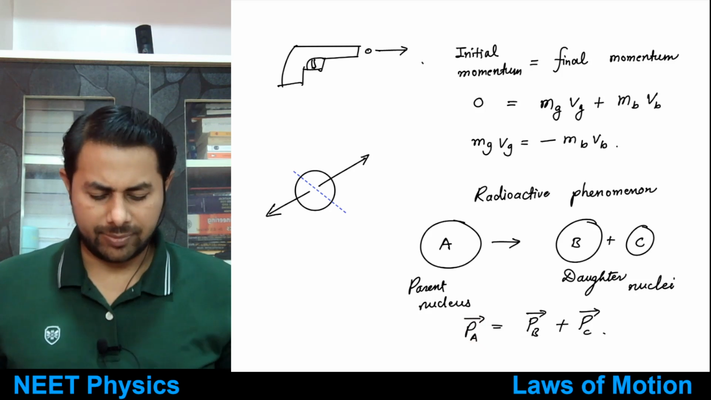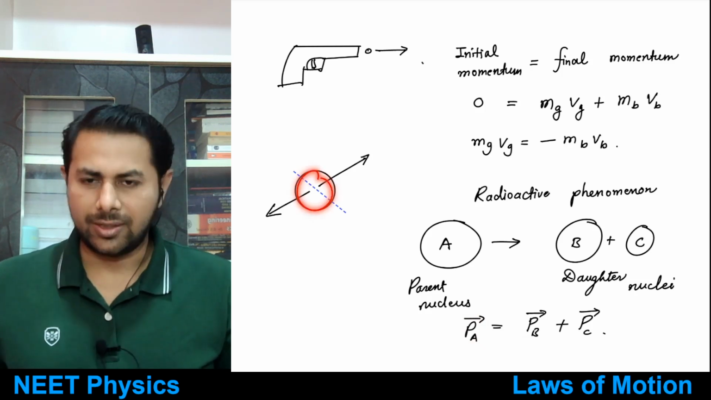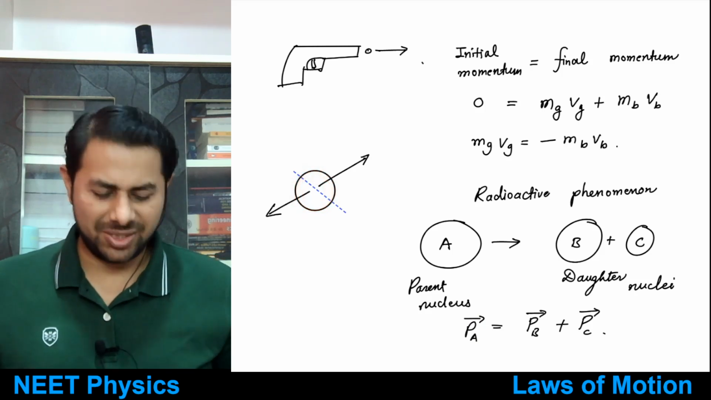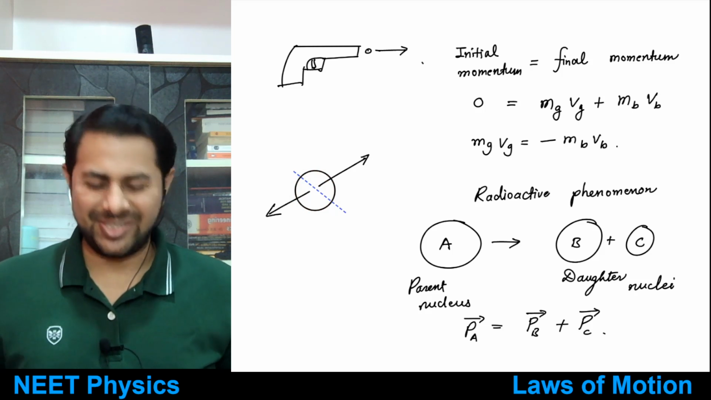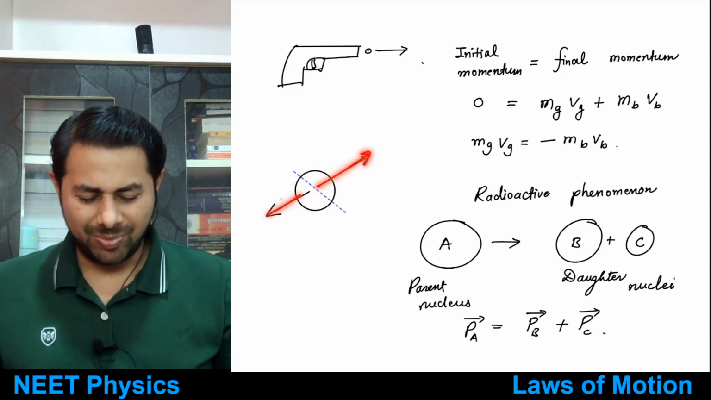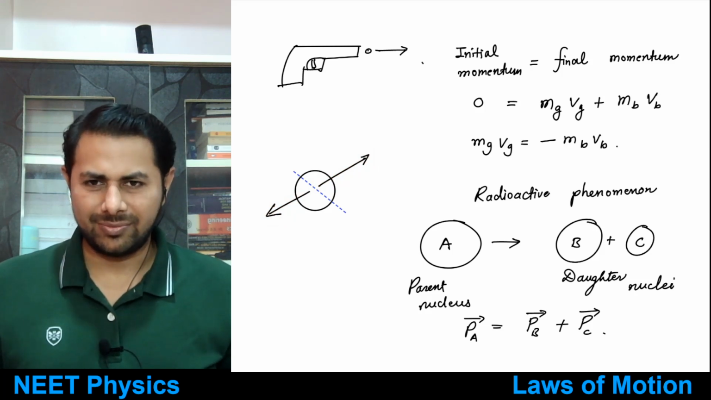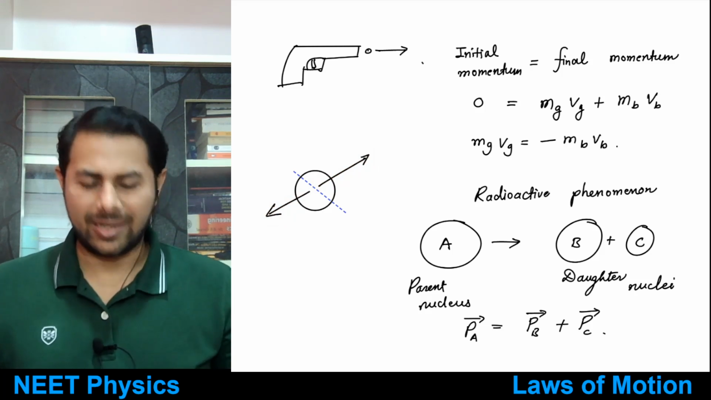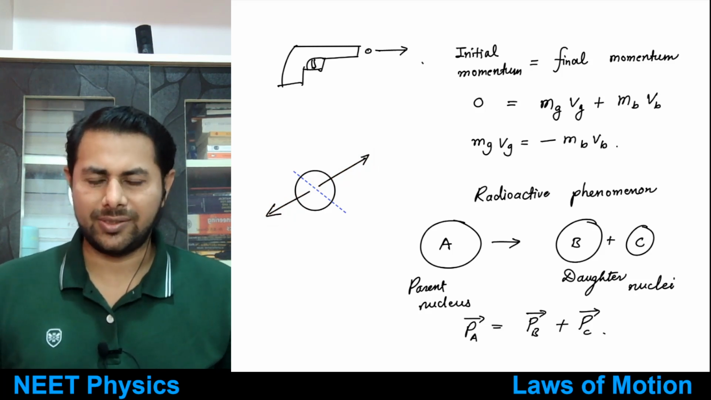Okay, another example. Then you have a firecracker, right? A firecracker breaks into several pieces, but you can consider 2 or 3 pieces. Then what will happen? The sum of momenta of those pieces is equal to 0, because initially the firecracker is at rest. So there are certain problems like this.